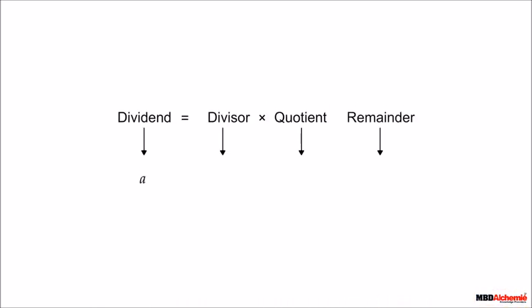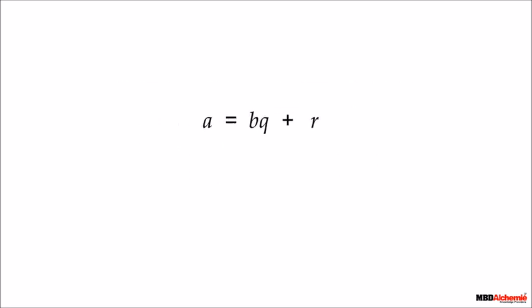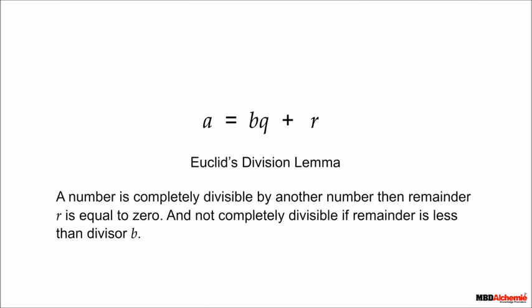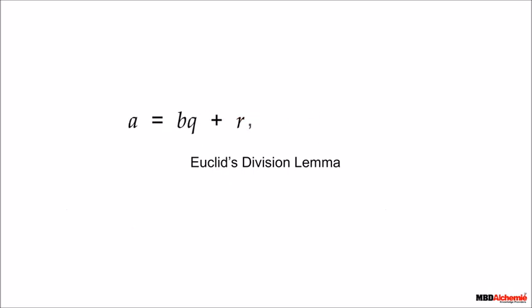If we write A in place of dividend, B in place of divisor, Q in place of quotient, and R in place of remainder, then we will get A is equal to BQ plus R. This generalized statement is called Euclid's division lemma. We have seen when a number is completely divisible by another number, then remainder R is equal to 0, and not completely divisible if remainder is less than divisor B. It implies R is greater than or equal to 0 and less than divisor B.